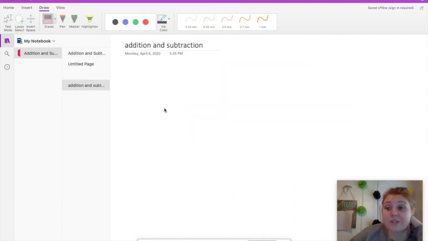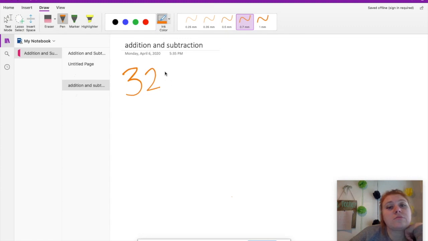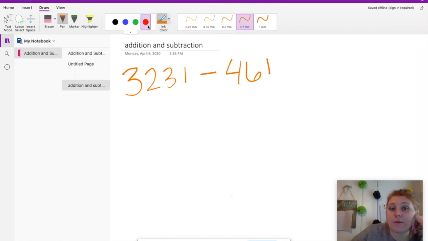All right, now subtraction is a little bit different. Order does matter. Addition order doesn't matter because of the commutative property, but order does matter for what we're doing here. So if I have the number 3,231 minus 461.